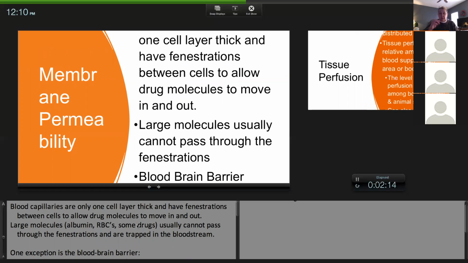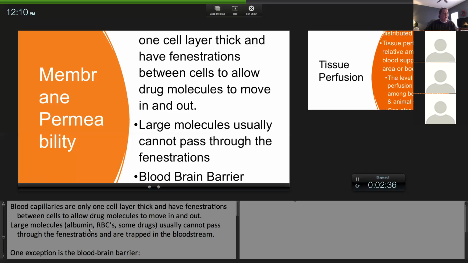The capillary is one cell thick, and it has tiny little holes called fenestrations. That is where perfusion happens, or permeation. So oxygen diffuses at the capillary, wastes come in and out, nutrients, and eventually the drug is going to distribute from the capillary to the tissues, but it has to be at the capillary level.